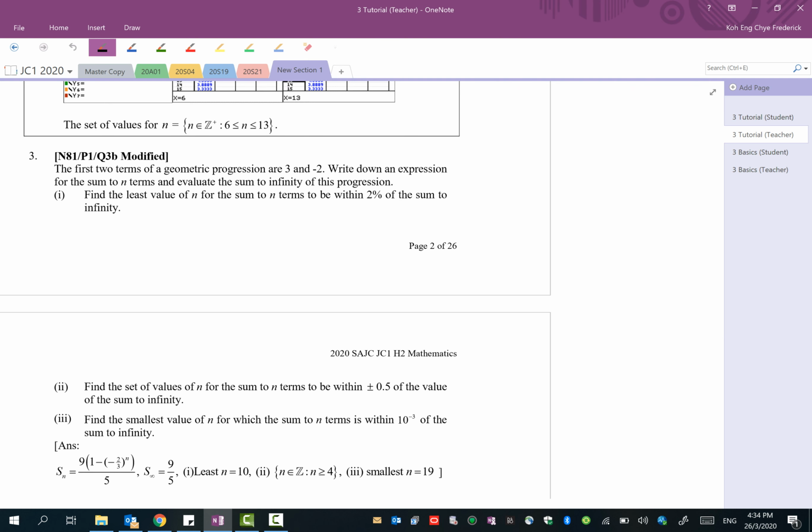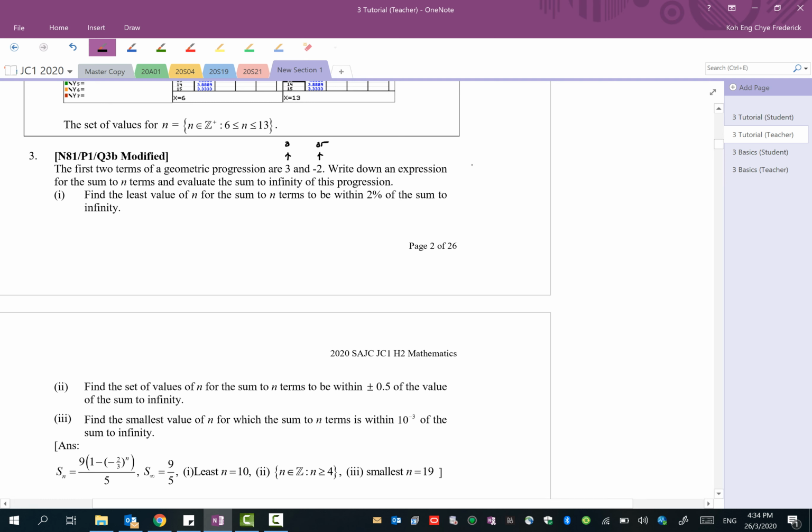This is for tutorial APGP, question number 3. The first two terms of a geometric progression are 3 and minus 2. Because we know this is a geometric progression, we know that this must be A and this must be AR. Write down an expression for the sum to n terms and evaluate the sum to infinity.